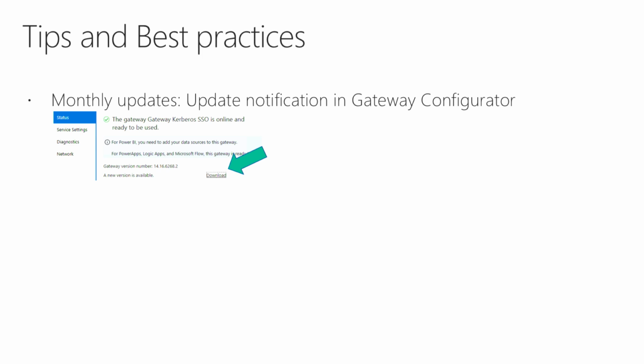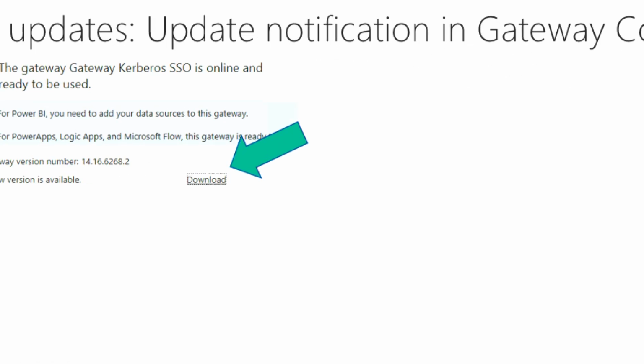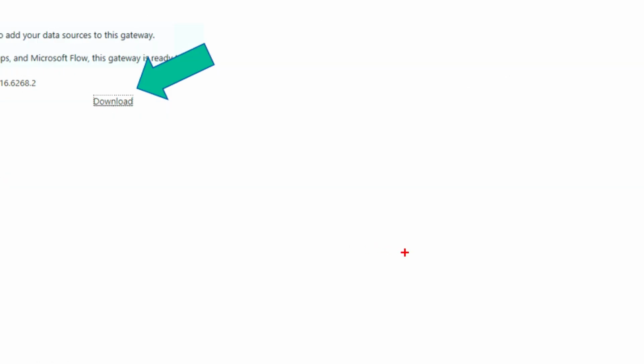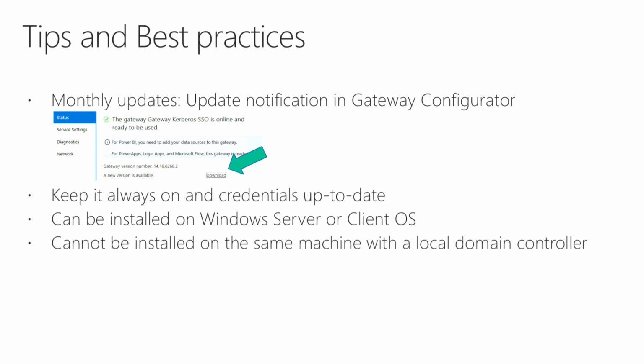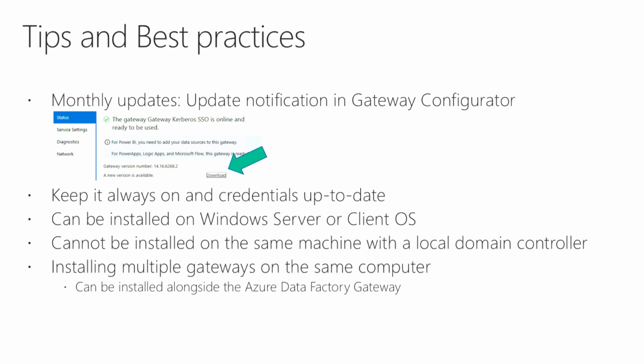A few more tips. You saw in the configurator, if you run an outdated version of a gateway and you launch the configurator, it shows you right in the UI that you're running an outdated version, and here's the download link to update to the latest version. Of course, as Dima said, keep the gateway always on, and keep the credentials up to date. A gateway can be installed on Windows Server as well as a client operating system. It cannot be installed on a domain controller, which, just calling it out, but usually you don't want to run this on a domain controller.